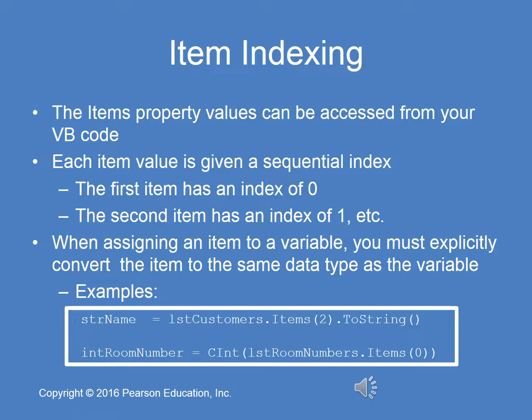So you can actually go in and extract the items from the list and then assign them to a variable. In the second example given, listRoomNumbers.Items[0], which is the first item in the list, index 0, is converted to an int and then assigned to a variable called int roomNumber.